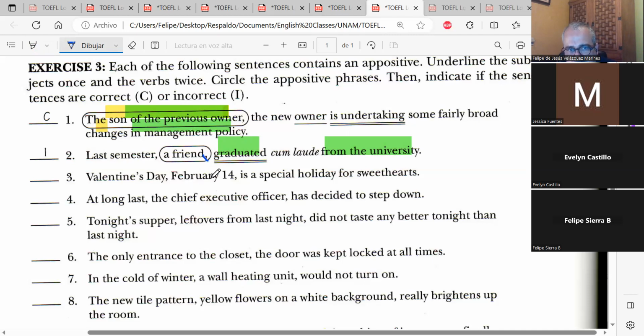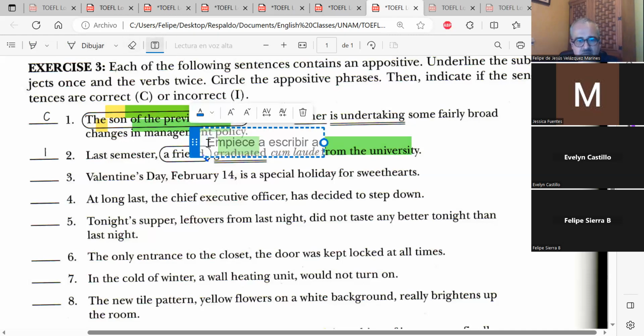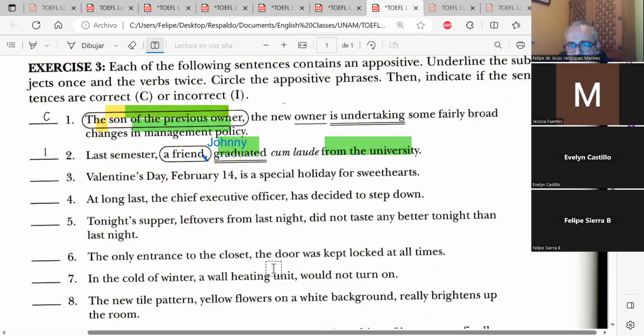Yes, because last semester is the complement. A friend graduated. Who graduated last semester or a friend? A friend. So a friend graduated. So this is the subject. A friend graduated cum laude from the university. This is one option. The second option is to include a subject and to say, last semester, comma, a friend, comma, Johnny graduated from the university. These are the two options.